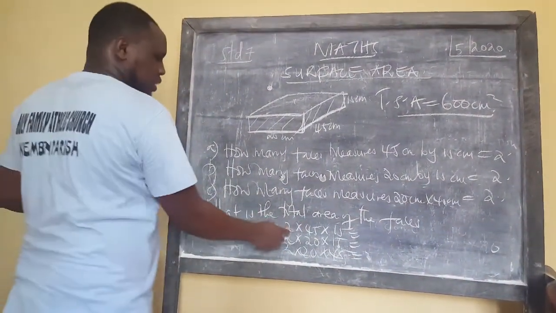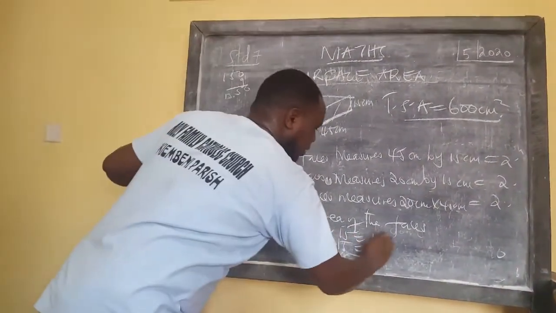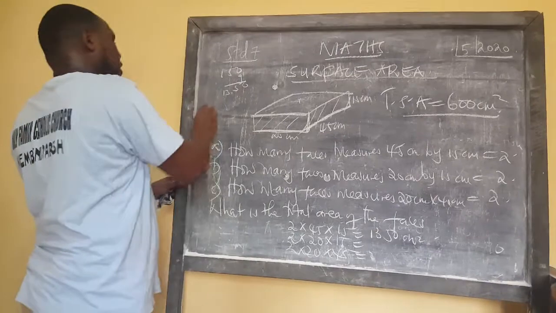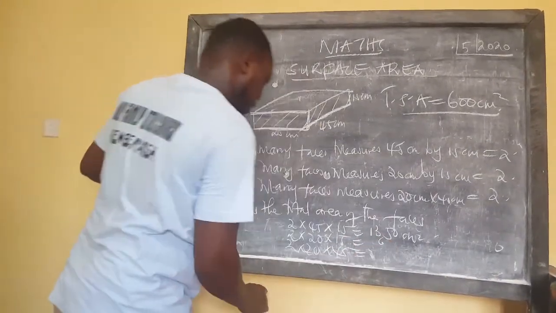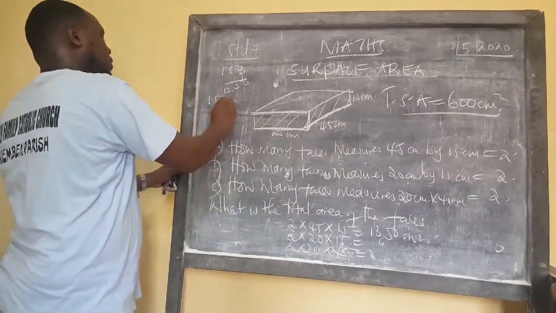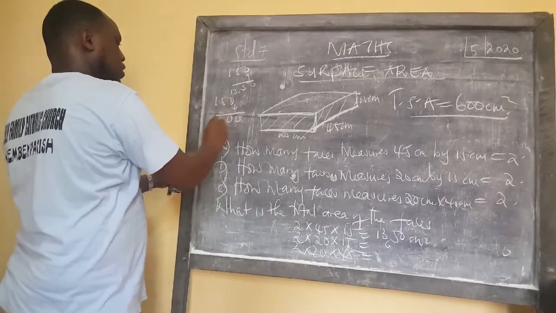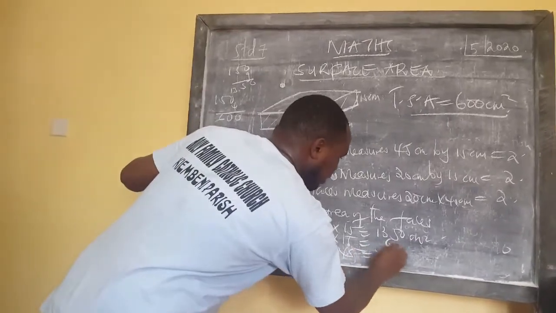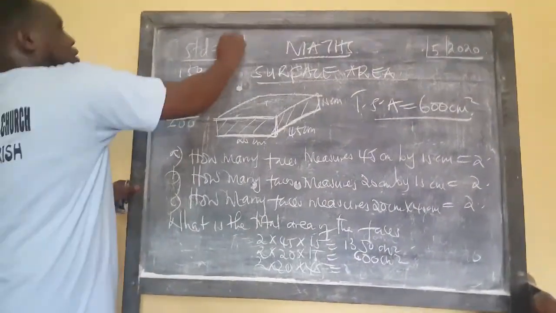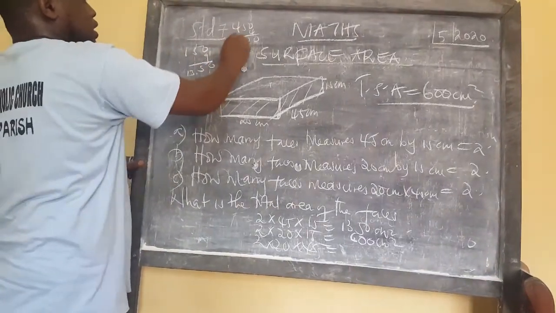So 45 times 2 is 90. 90 times 15 is 1350 centimeters squared. Then you get 2 times 20, which is 40. 40 times 15 will give us 600 centimeters squared. Then the last one, 40 times 45, is 1800.